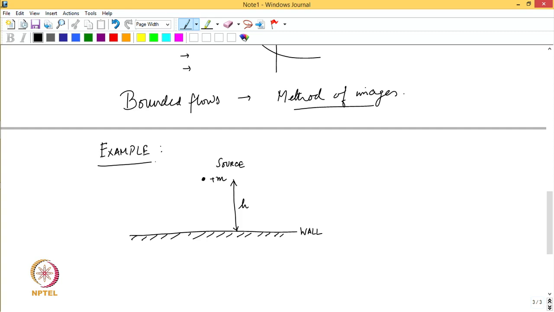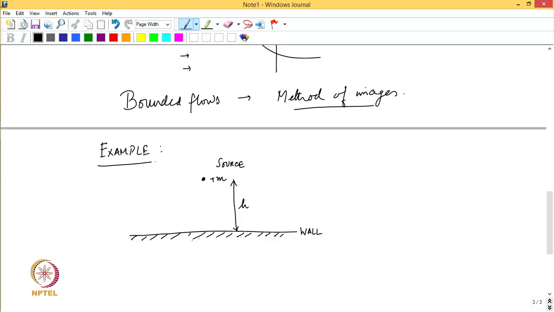Now, notice that if there is a single source, then the flow will flow out radially. But the only issue now is that if the flow goes out radially, there is a wall which constrains the flow. It doesn't allow the flow to go through. It's a physical boundary, a physical barrier. So how do we model this now?